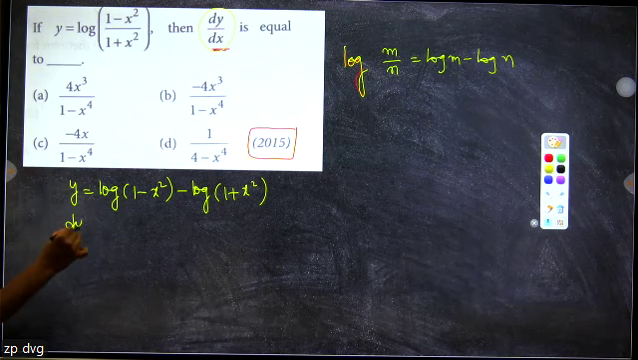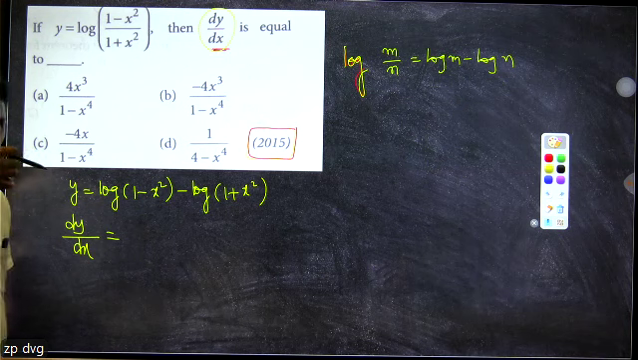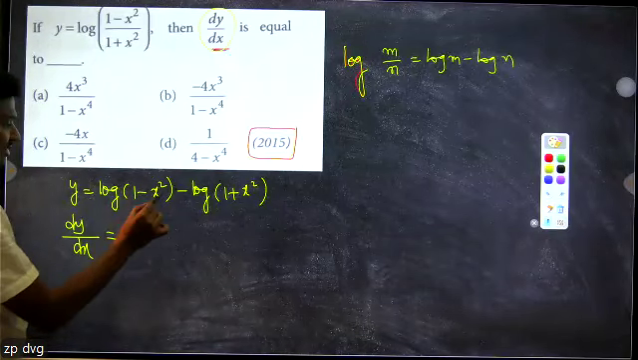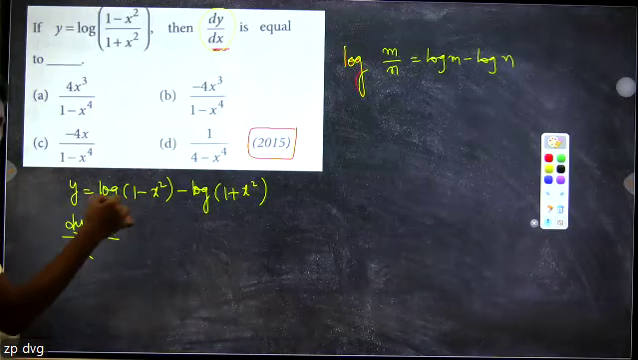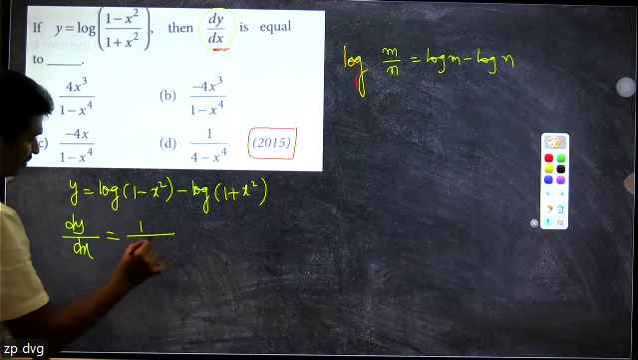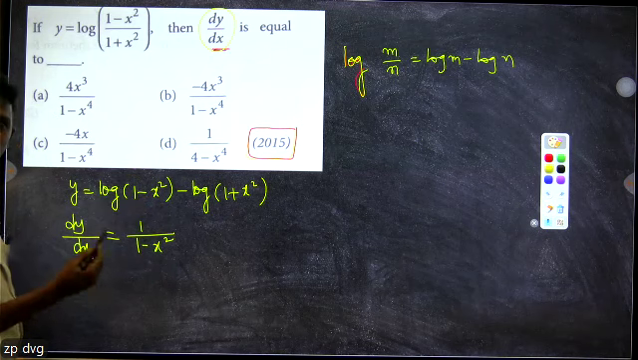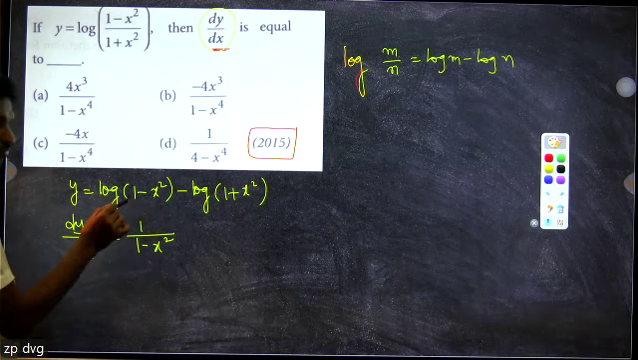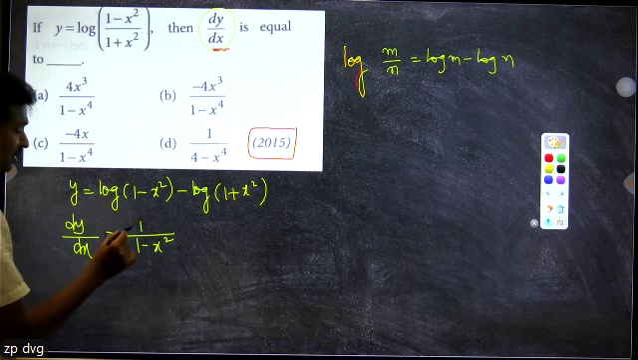Differentiate with respect to x on both sides. Dy by dx equal to, see, how to differentiate this? You must know chain rule differentiation to differentiate this. Imagine this as x. It looks like log x. Derivative of log x is 1 by x. Afterwards, which one you imagined as x, you will differentiate it. Derivative of 1 minus x square. Derivative of 1 is 0 minus derivative of x square is 2x. 0 minus 2x is what?